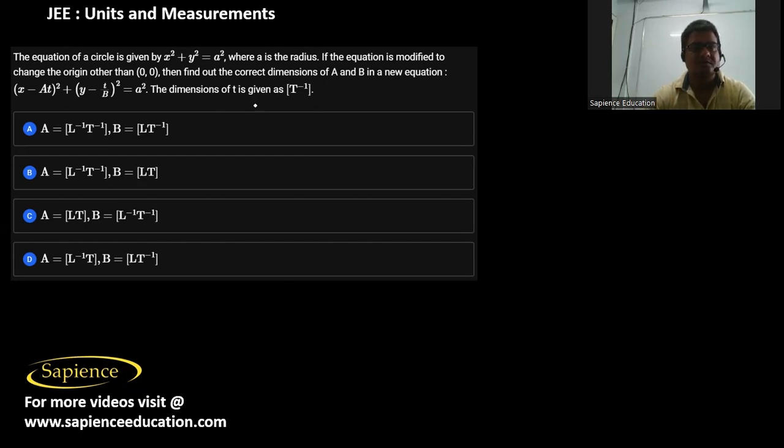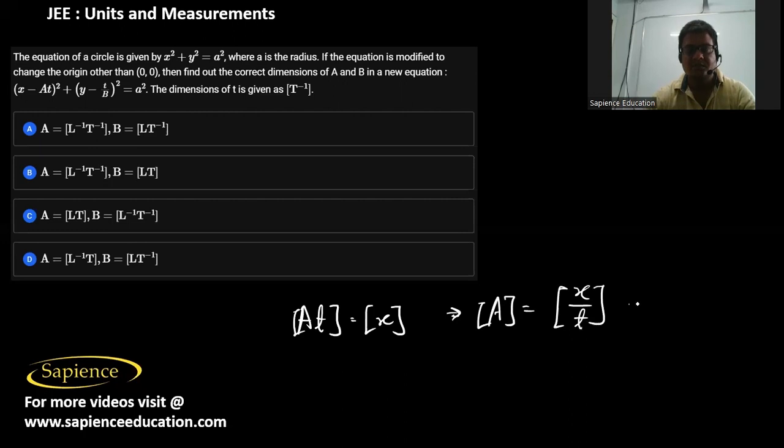So here, the dimension of a t is the same as the dimension of x. x is the length. Since x is the x coordinate, it is obviously the length. So the dimension of a will be the dimension of x by t. So x is the length by t. t is T power minus 1. So it means that the dimension formula of a is equal to LT.